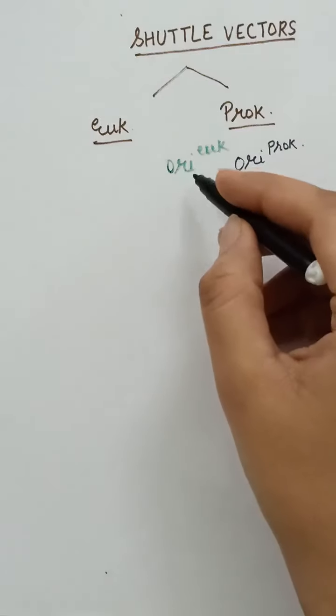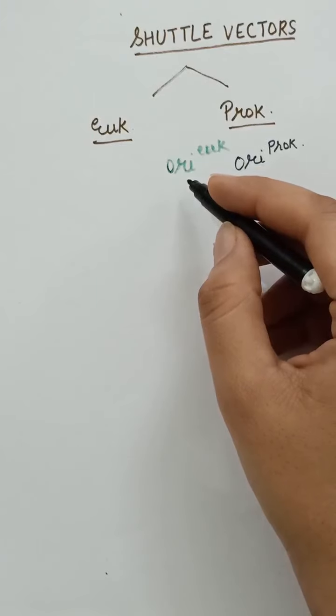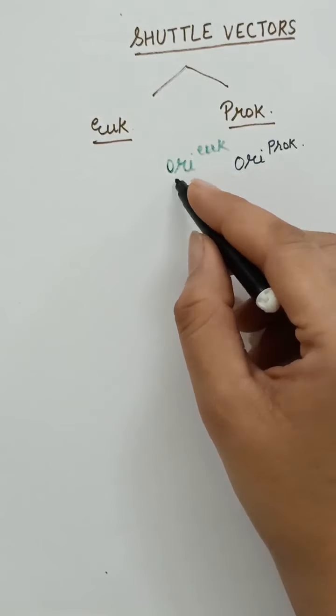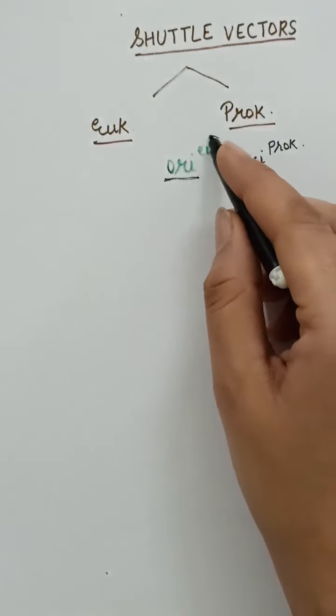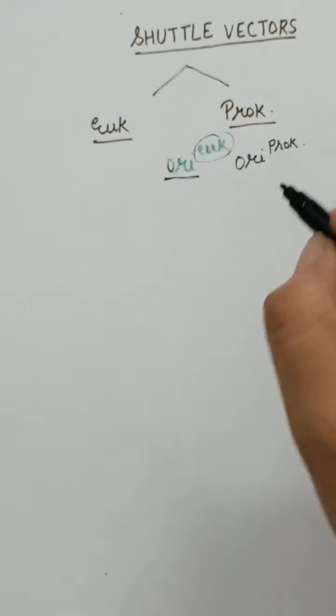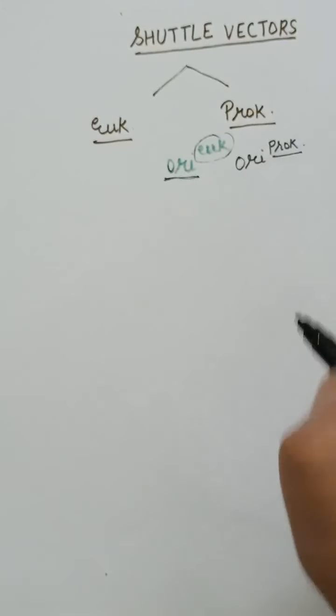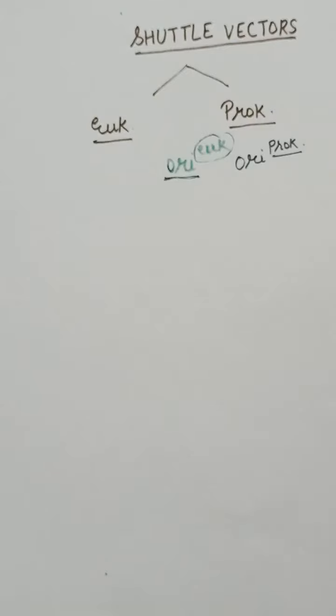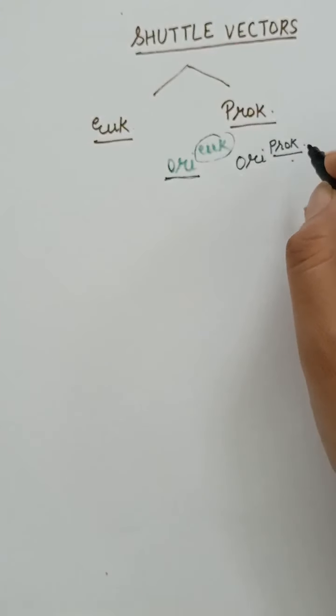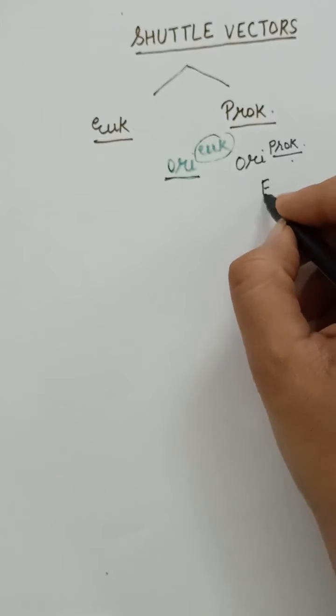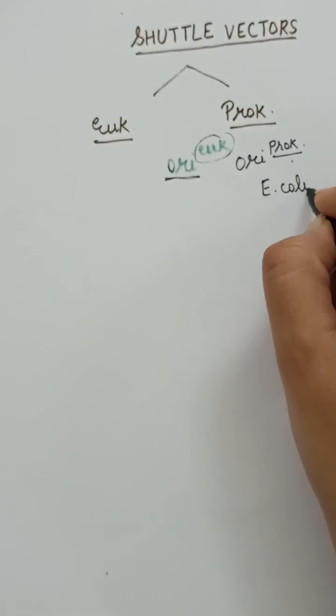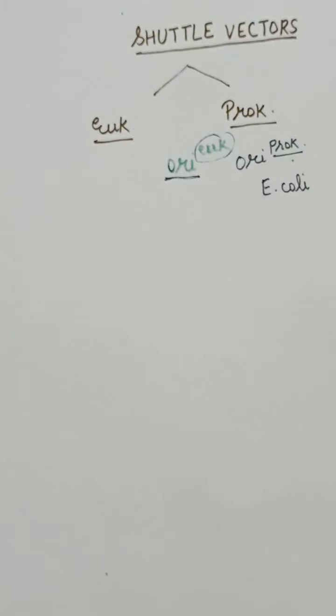Now this ORI region for eukaryotes works in eukaryotic cells, means we can use any eukaryotic cell as a host cell. And this ORI region for prokaryotes means that these vectors can function in E. coli cells, because E. coli is the most commonly used host cell, and E. coli is a bacteria, means that it is a prokaryotic cell.